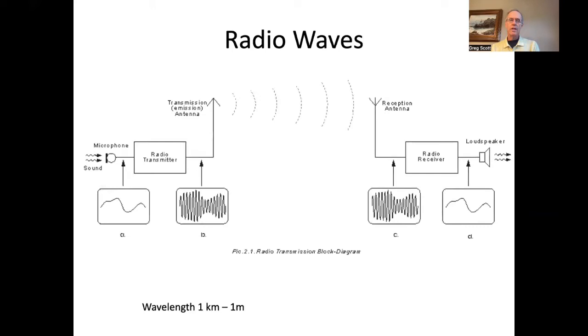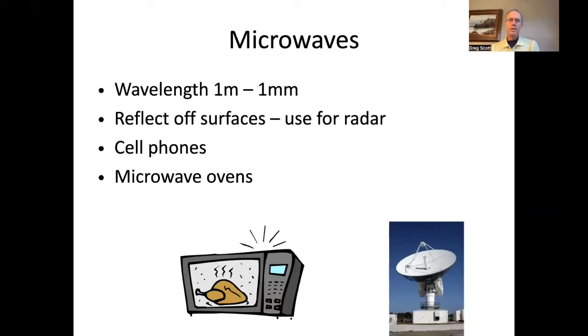So out at the long end, we have radio waves. I used to listen to DC 101 at 101 megahertz. The wave was just about 3 meters long. So radio waves cover anything from thousands of meters long down to about 1 meter. Next, we have microwaves. Those go in a range of 1 meter down to a millimeter.